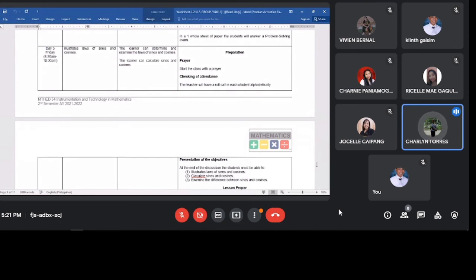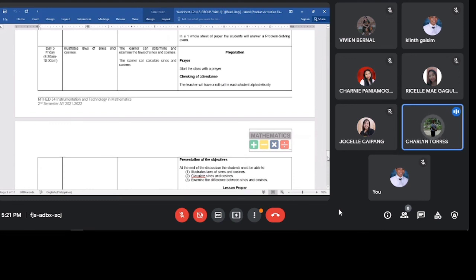Then for the specific daily learning outcomes, the learner can determine and examine the laws of sines and cosines. The learner can calculate sines and cosines. For the daily procedures, the class will start with a prayer, then checking the attendance.